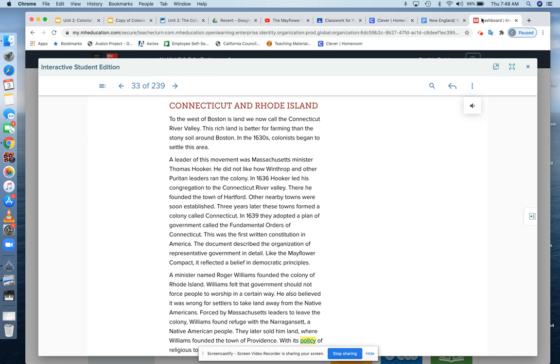In the 1630s, colonists began to settle this area. A leader of this movement was Massachusetts minister Thomas Hooker. He did not like how Winthrop and other Puritan leaders ran the colony. In 1636, Hooker led his congregation or church to the Connecticut River Valley. There he founded the town of Hartford. Other nearby towns were soon established.